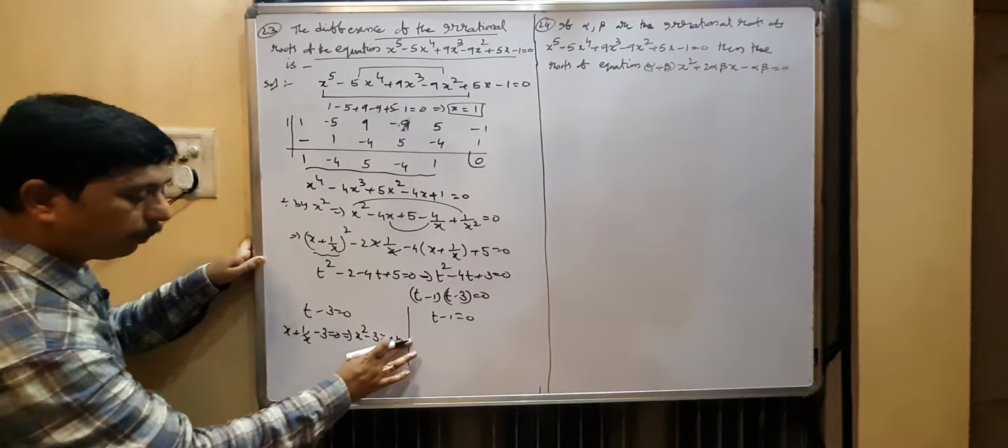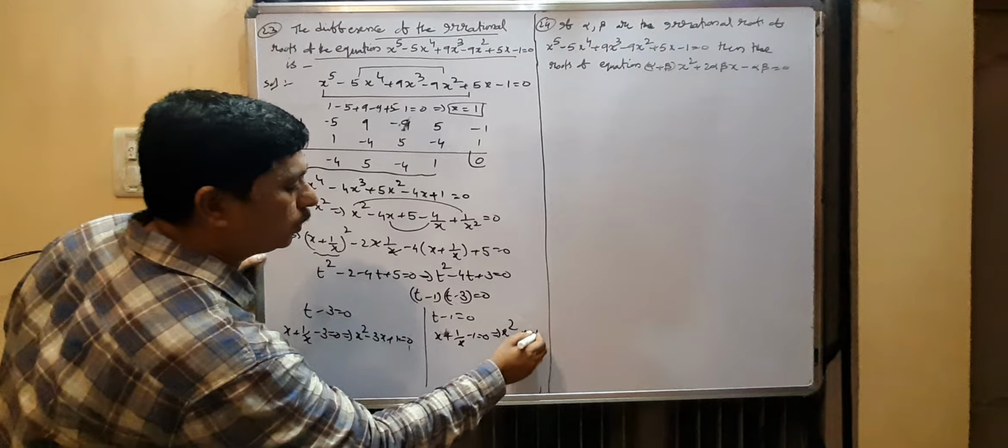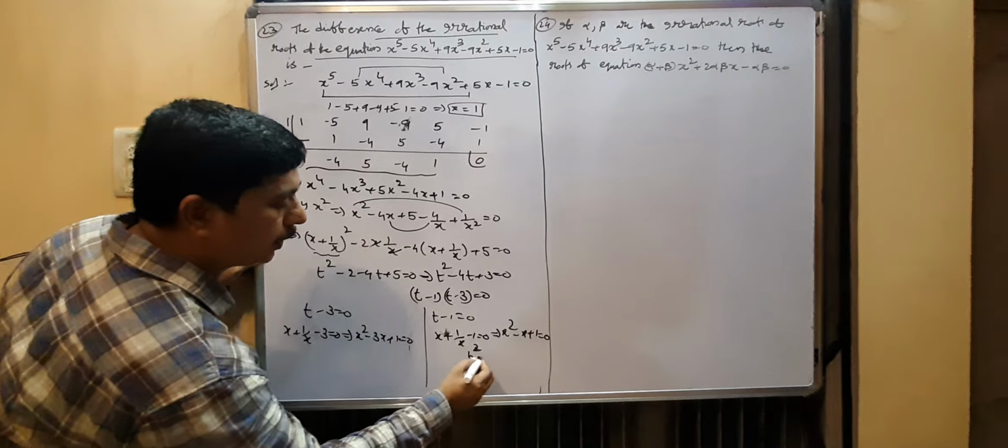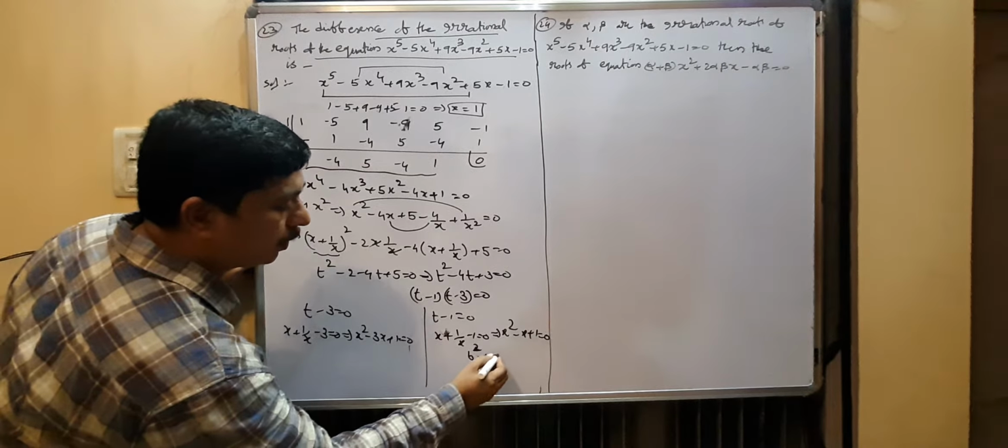You have to find b square minus 4ac. Substituting x plus 1 by x minus 1 equal to 0, we place x square minus x plus 1 equal to 0. Then b square minus 4ac is 1 minus 4, that is minus 3, less than 0, meaning you will get imaginary roots. But you don't want the imaginary roots. They ask for the difference between the irrational roots. We get irrational roots when b square minus 4ac is greater than 0 and it is not a perfect square.